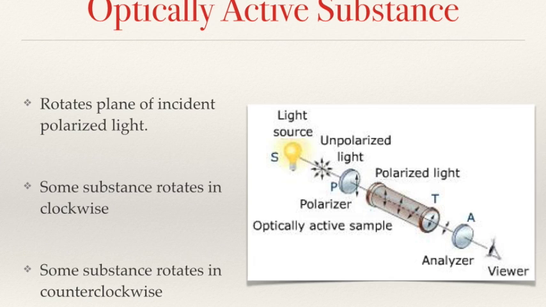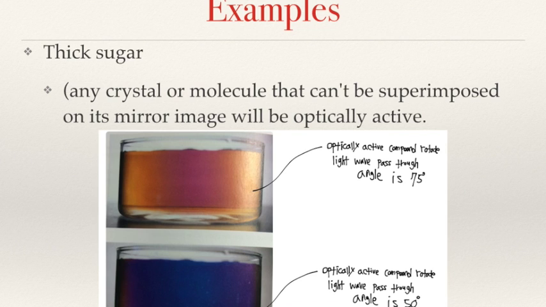Optically active substances are materials that rotate the plane of incident plane polarized light. Some substances rotate the plane clockwise, and some rotate it counterclockwise. For example, thick sugar syrups are naturally occurring substances, and depending on the angle of the light, the color of the substances changes.